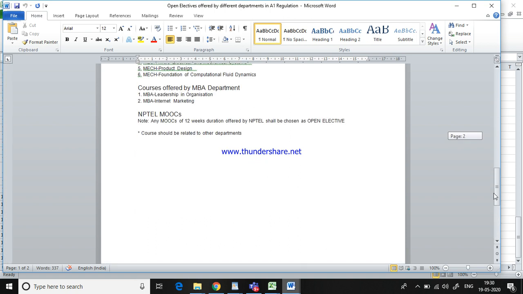And in the 7th semester, the open elective that is offered again can be done through NPTEL MOOCs. It is of 12 weeks duration. There are 2 or 3 courses offered by other departments, in addition to our Python programming course, which can be chosen in the 7th semester. That comes in the 7th semester choice. So this is about various electives.